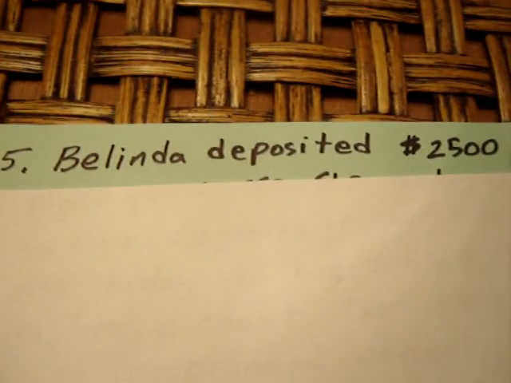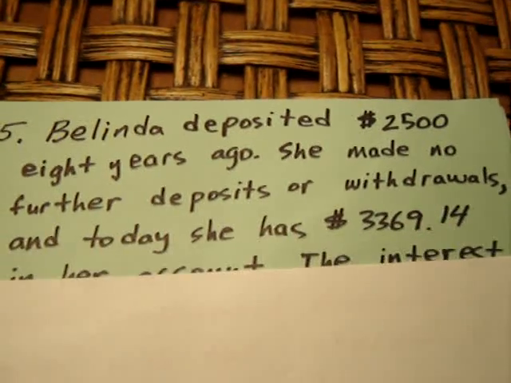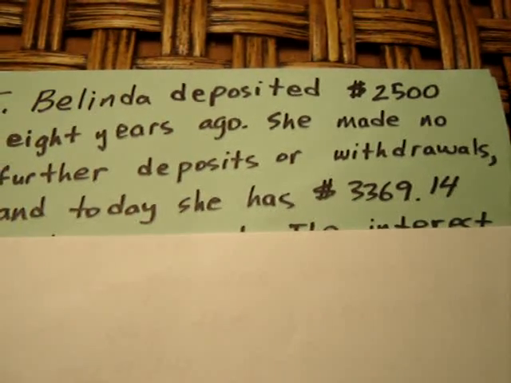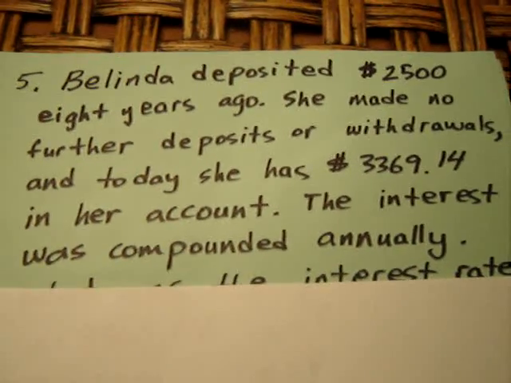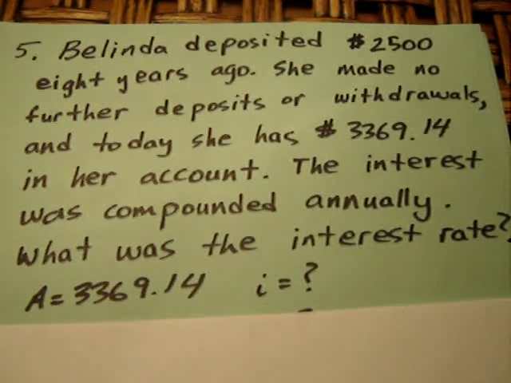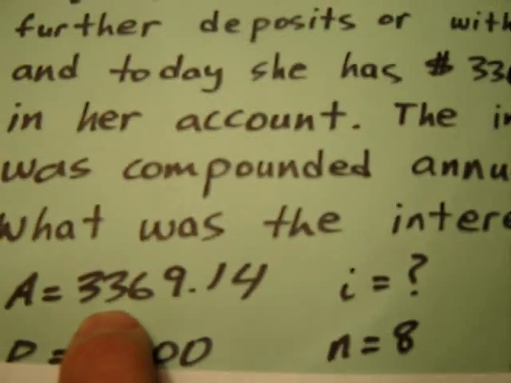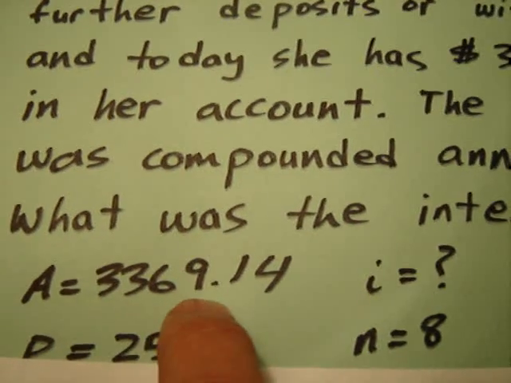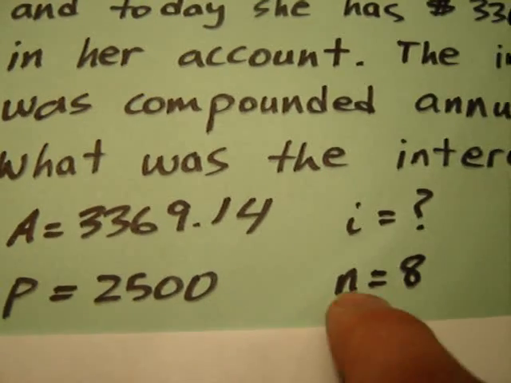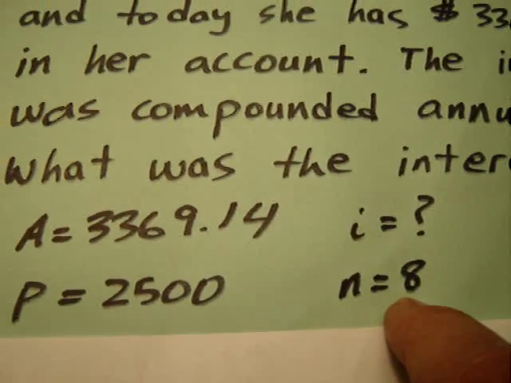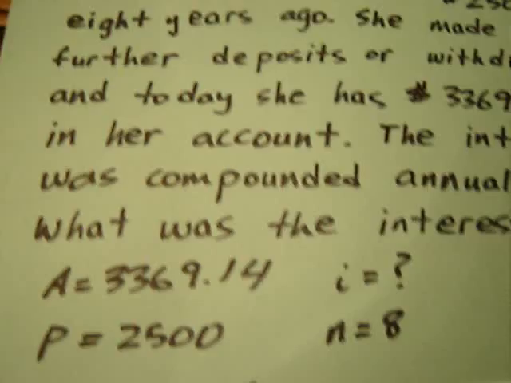Well, let's attack it. Belinda deposited $2,500 8 years ago. She made no further deposits or withdrawals, and today she has $3,369.14 in her account. The interest rate was compounded annually. We'd like to know what it was. Okay, well, we see that our final amount after all the interest occurred was $3,369.14. We see that the initial amount invested was $2,500, and we see that the end value should be 8 because we're compounding annually and we're doing it for 8 years.